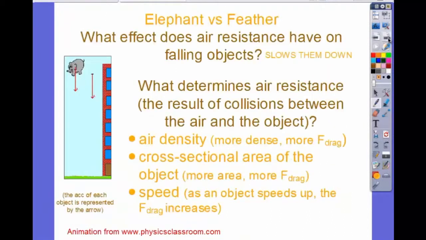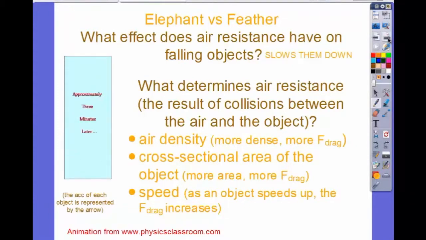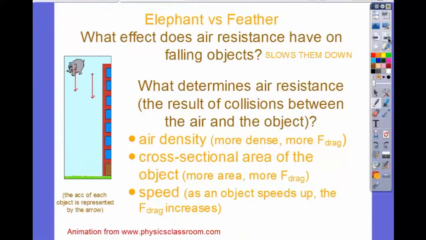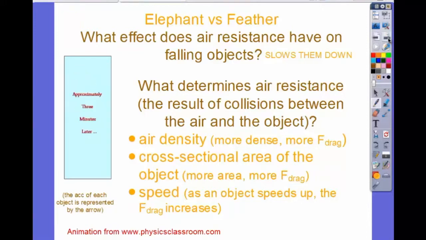So when I look at the difference between an elephant and a feather, and what effect air resistance will have on falling objects, there are 3 things that determine air resistance. And air resistance is just a contact force that results in the collision between the air and the object. The first one is air density. Density refers to the amount of particles in a certain volume. So it makes sense that if the air is more dense, there's going to be more drag or more air resistance. We often refer to air resistance as drag.